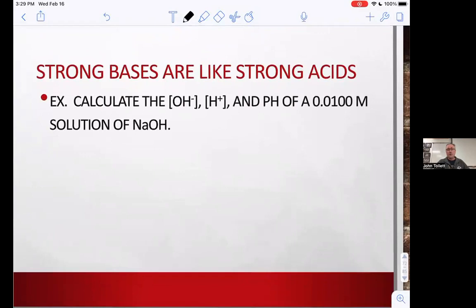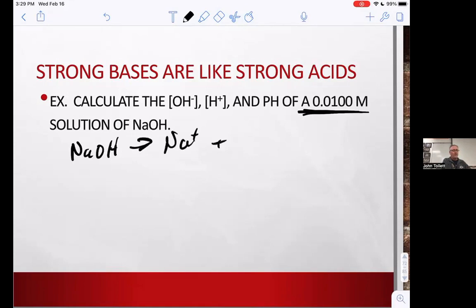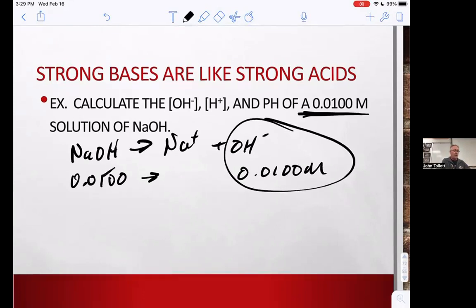So if I had a strong base like sodium hydroxide, and I wanted to calculate what the OH minus is, this is the concentration given here for sodium hydroxide. Sodium hydroxide is a strong base, so it will produce 100% sodium ions and hydroxide ions in solution. So if this is 0.0100, what I'm going to get on the other side is the same amount of both. I'm going to end up with 0.0100 molar hydroxide ions, and I'm not going to have any sodium hydroxide left once I put it in the water.